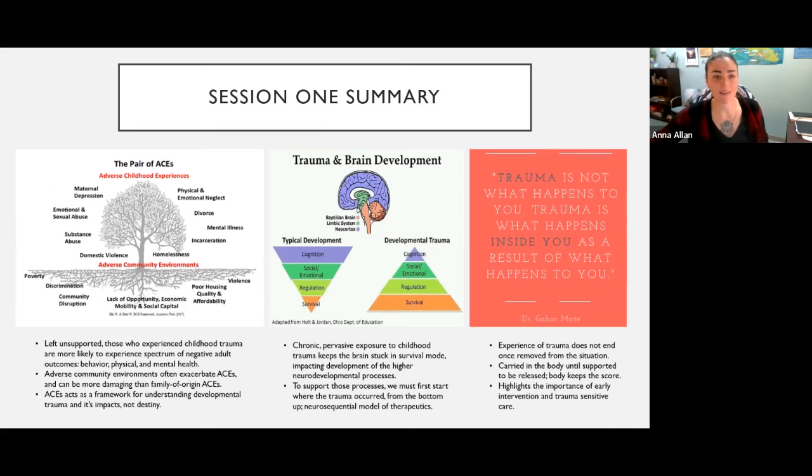Gabor Mate, he's kind of my go-to. If I had a trauma guru, he would be my trauma guru. But my favorite quote by him: trauma is not what happens to you. Trauma is what happens inside of you as a result of what happens to you.